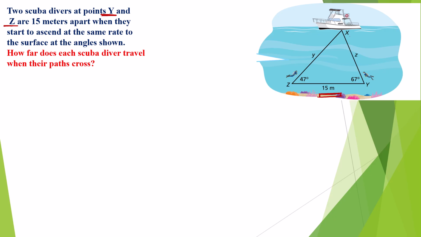Now first of all we have to find out the unknown angle of the triangle, that is angle x. And for this purpose we will subtract the two angles which are given, that is 47 and 67, from 180 degrees. Okay, so we write in the calculator 180 minus 47 minus 67, which gives us 66 degrees. Okay, so this is 66 degrees.